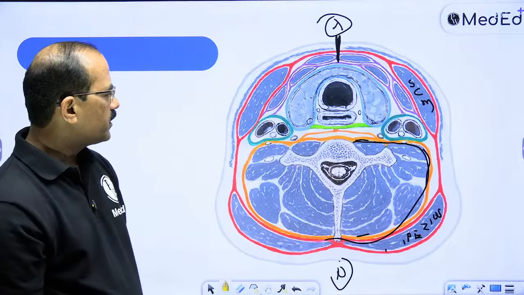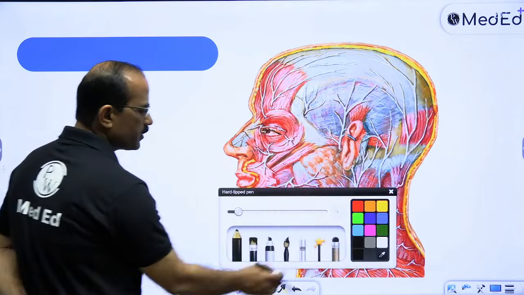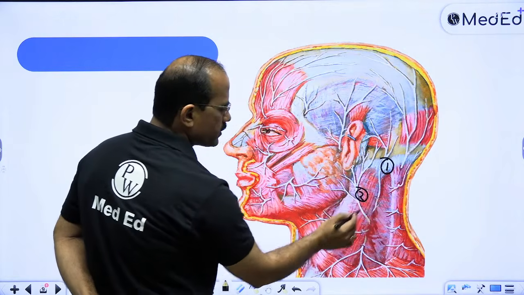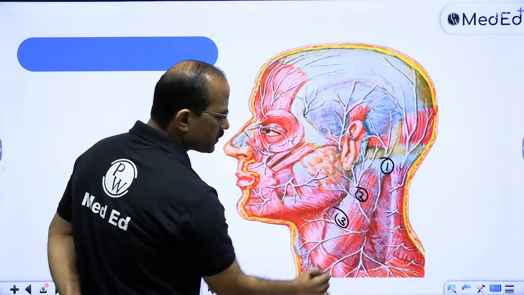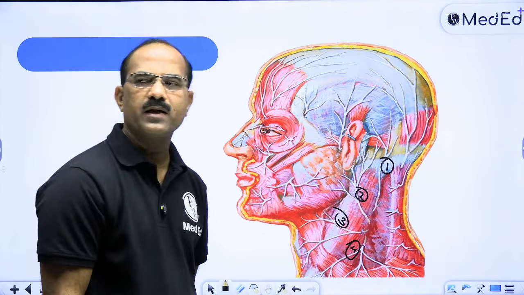Just have a look at this slide. Oh, here it is. Look at this. If you can answer what is this nerve: number one, that's the lesser occipital, that's the greater auricular, that's the transverse cervical cutaneous, and that's the supraclavicular nerve.